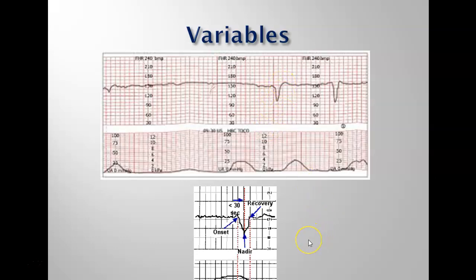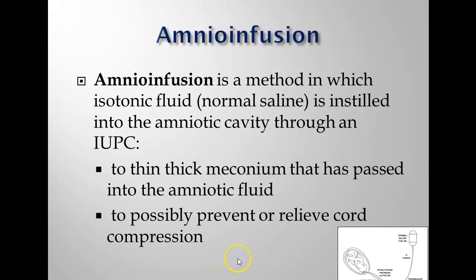And it can occur spontaneously, with or without contractions, before or after contractions, or during, so they can occur at any time. If they're having recurrent variables or prolonged variables and we're worried about that acidotic state, treatments can be an amnio infusion. And this is a method in which isotonic fluid, usually normal saline, is instilled into the amniotic cavity through the IUPC, or that intrauterine pressure catheter that's placed to figure out contractions.